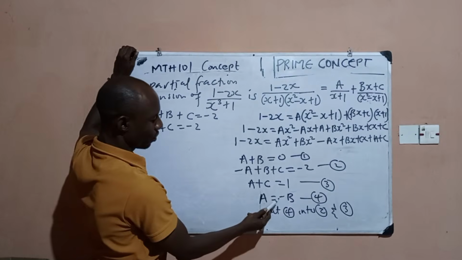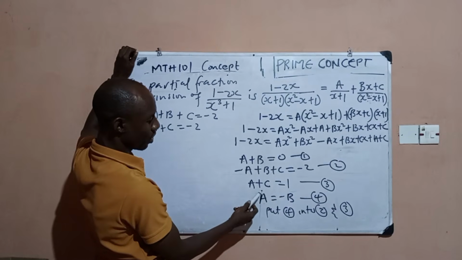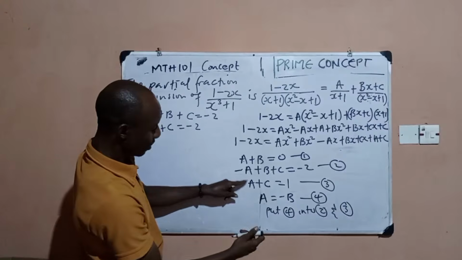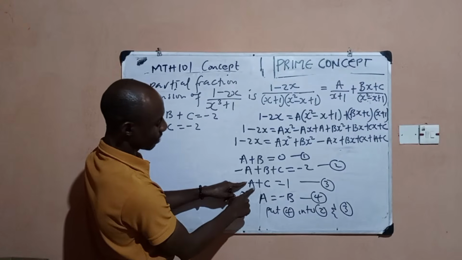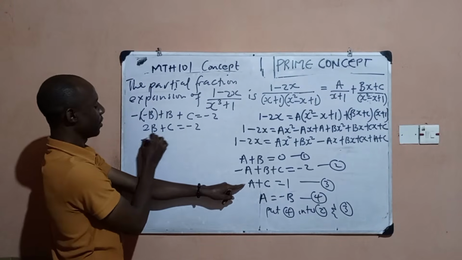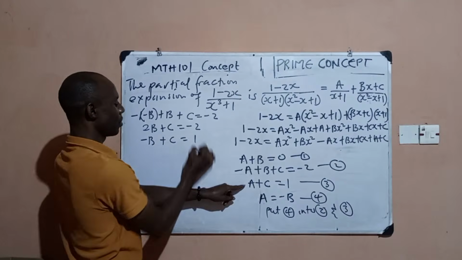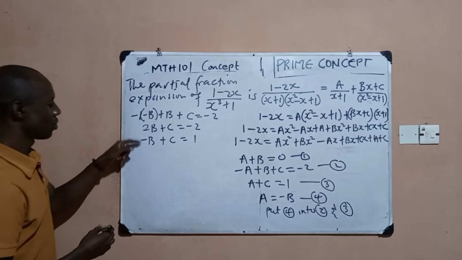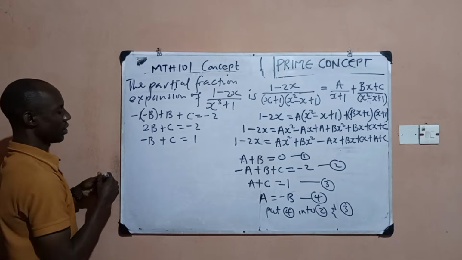Now if I put in equation 3 also, I'm going to replace this a with minus b. So I'll have minus b plus c equals 1. So I'm going to solve these 2 equations simultaneously now.